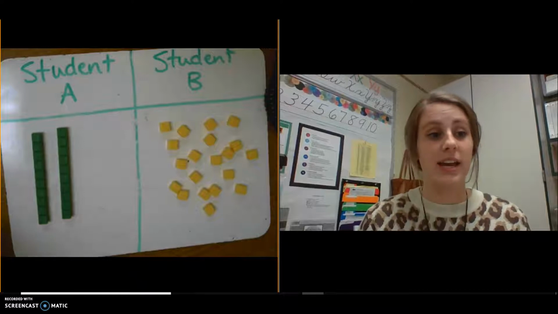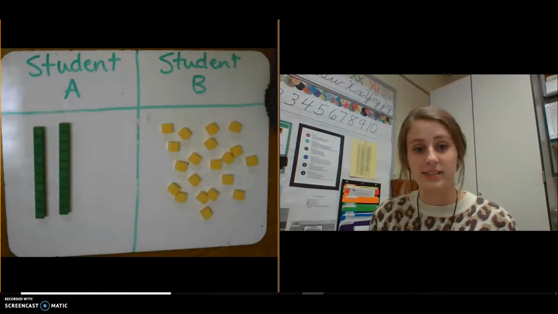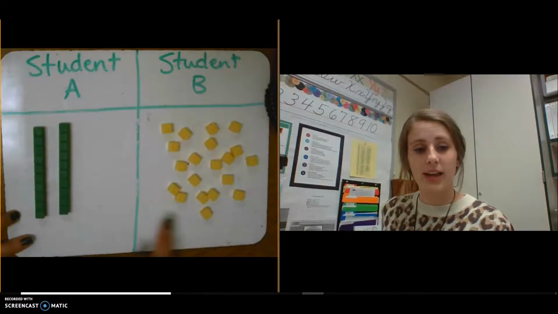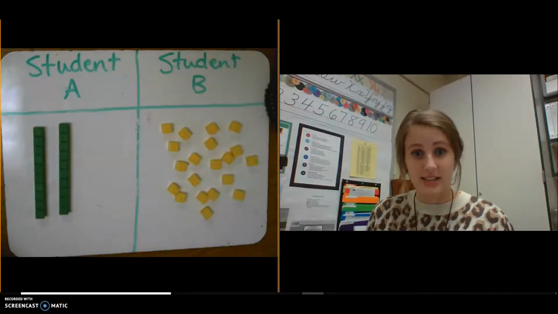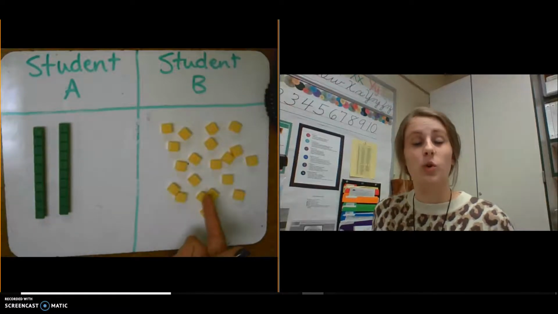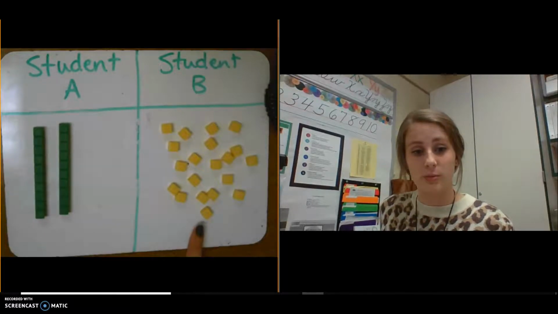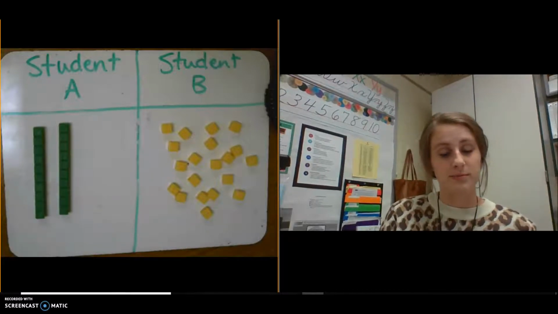I want you to take a look at these numbers and count how many each side has. So if I'm just looking at my ones cubes, I want you to look at this and see what number these represent. How many ones cubes do I have? So go ahead and pause the video, take a second to count our ones cubes. I'll give you just a second to pause the video.